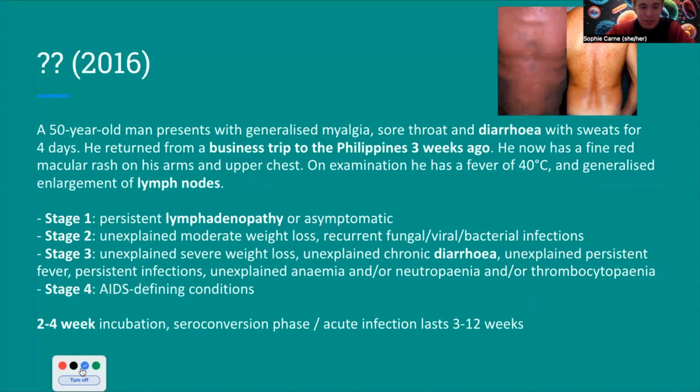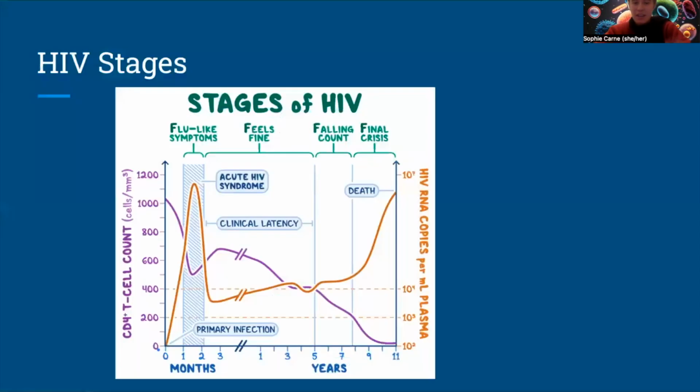So you get recurrent infections, fungal, bacterial, viral. You can get weight loss. And then it gets worse. You get diarrhea, persistent infections, anemia. And then lastly, you have AIDS. I'm sure you've all guessed what it is now. It has a 2 to 4 week incubation. It's HIV.